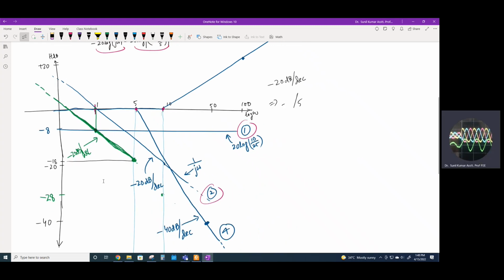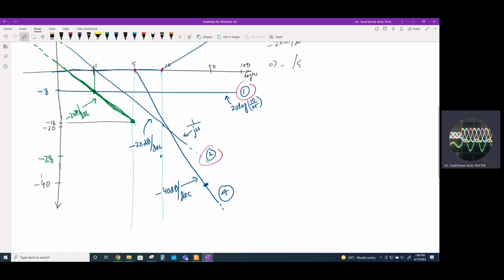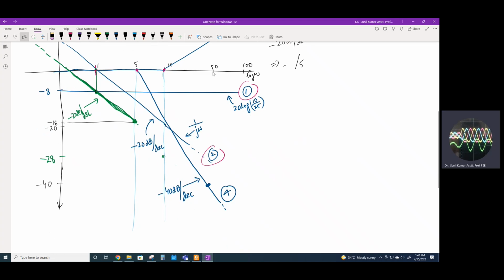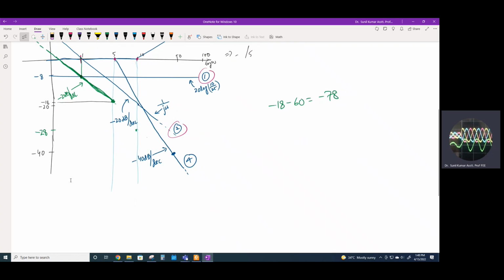Okay. So if at omega equals 5, it's at minus 18 dB, then draw a line with a rate of minus 60 dB per decade. So this will translate that when reaching omega equals 50, I should add 60 dB more to minus 18. That means it should reach about minus 78 dB. That means we further move downwards on this scale up to minus 78.